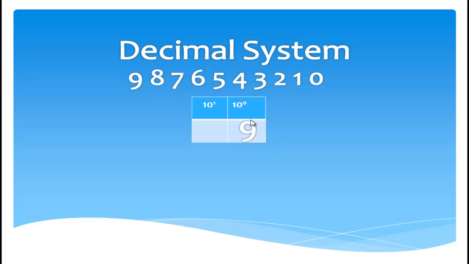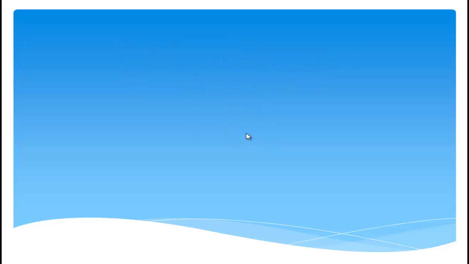then we can't put any other number. We run out of digits. So what we do is we put a 0. 10 to the 0 is 1, 1 times 0 is 0, and then we carry over a 1. This 1 is 10 to the 1, which is 10. 10 times 1 is 10, and 10 and 0 is what it makes. Hopefully you understand. This is how we make a 10. We go all the way up to 9, then we carry a 1 over and put a 0. That's how the decimal system works.